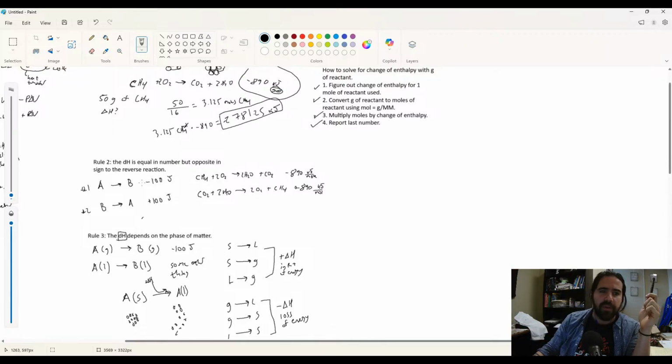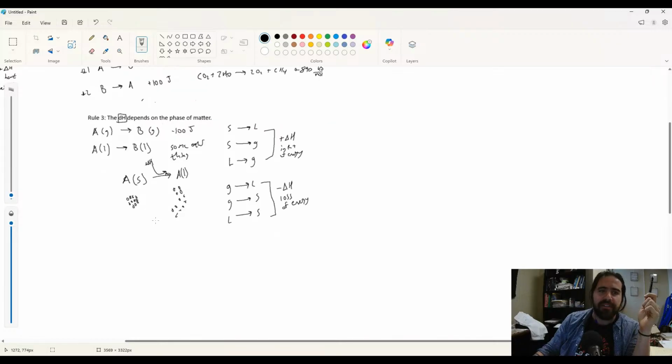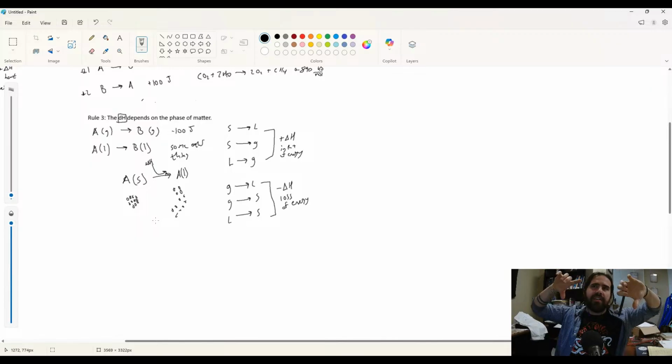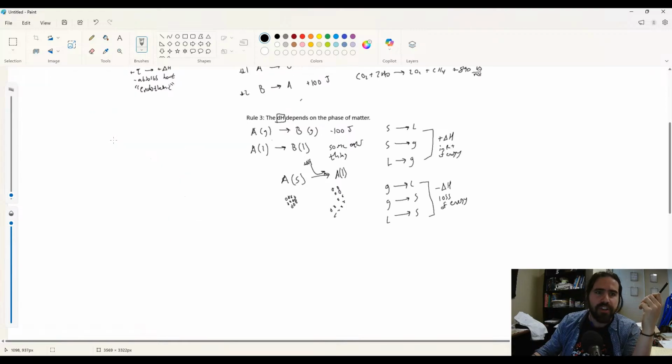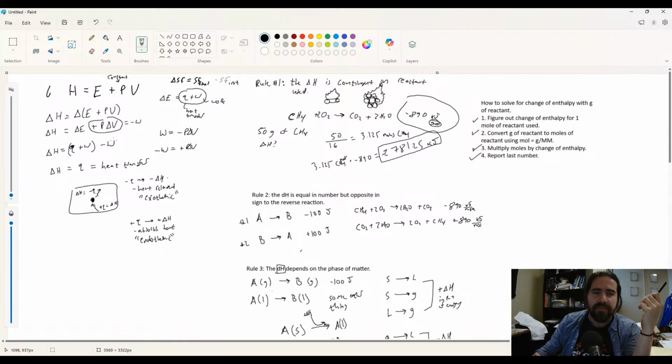And then finally, rule number 3, the change of enthalpy depends on the phase of matter. So just because I convert from A to B in gas form doesn't mean that converting from A to B in liquid form leads to the same change of enthalpy. And we also talked here at the end about how transitions from one phase of matter to another, we can infer whether or not they're taking in energy or releasing energy. This is all couched within an overall broader conversation as to what enthalpy is.